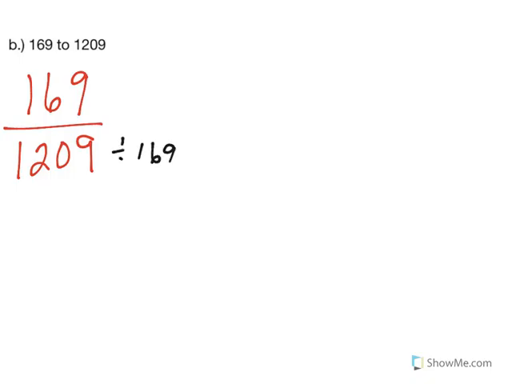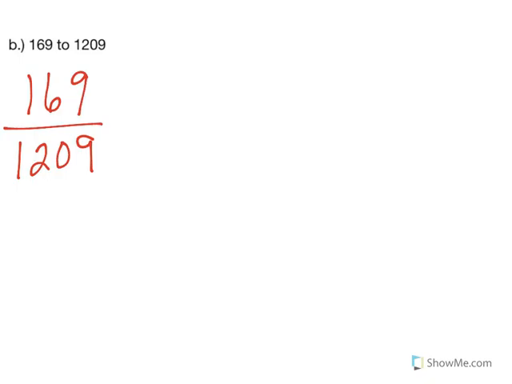All right, letter B. We have 169 to 1,209. Now, both of these numbers just seem really large to me. So I always start by checking 169. So if you take 1,209 and you divide it by 169, so that's where I'm going to start. I'm going to divide this by 169 and just see what I get. Well, my calculator gives me 7.15. As soon as I see that decimal, I know this doesn't work. So 169 doesn't work.